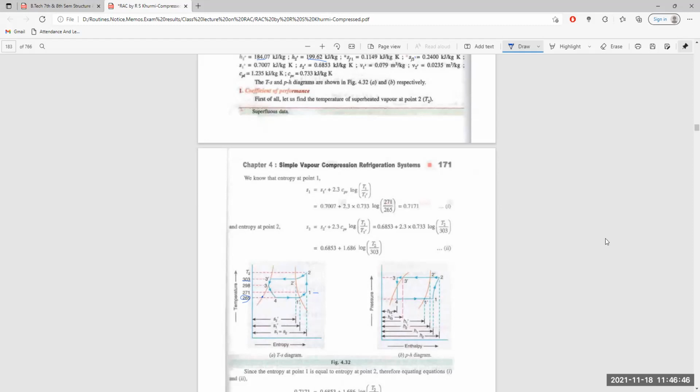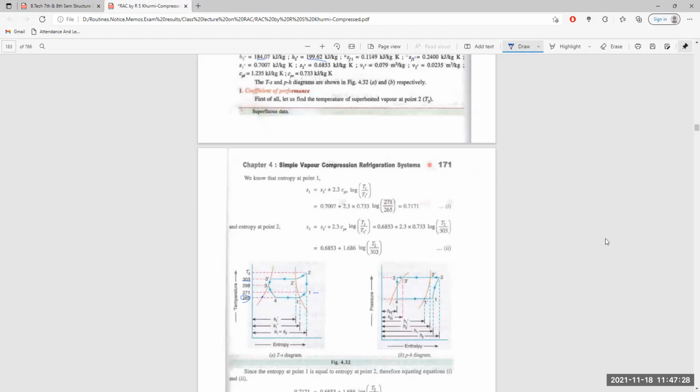It's a kilojoule per kg degree Kelvin itself. Next, S2. S2 is given as S2 dash plus 2.03 CPV, the specific heat of the vapor refrigerant, log T2 divided by T2 dash. T2 is the higher temperature of the superheated vapor, and T2 dash is the temperature of the refrigerant at dry saturated state at high temperature. So we know the value of T2 dash, but we don't know the value of T2.